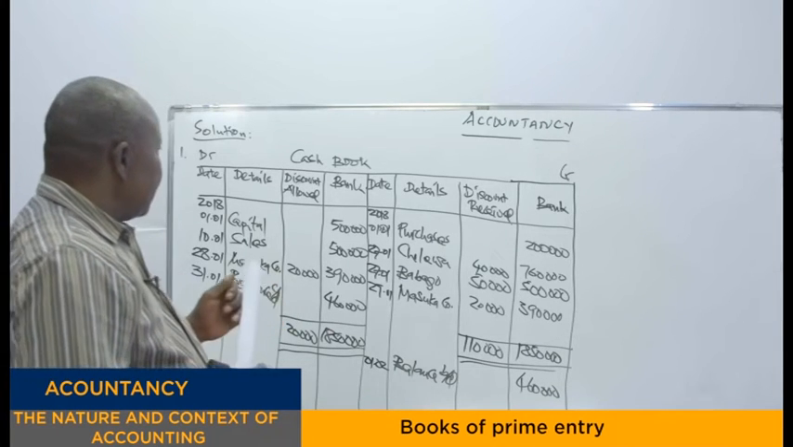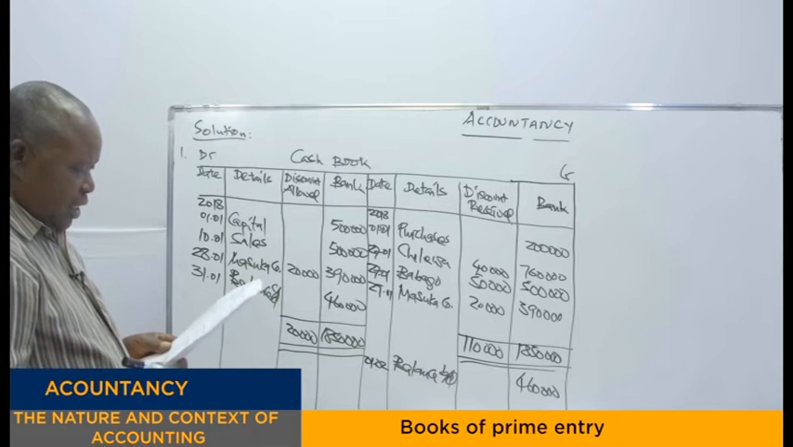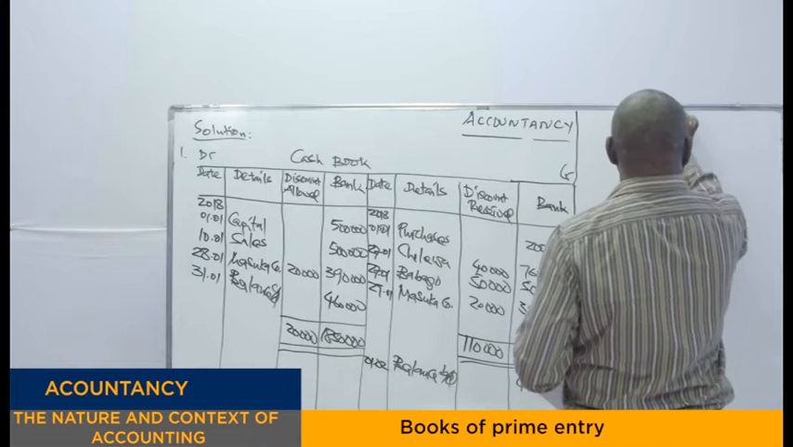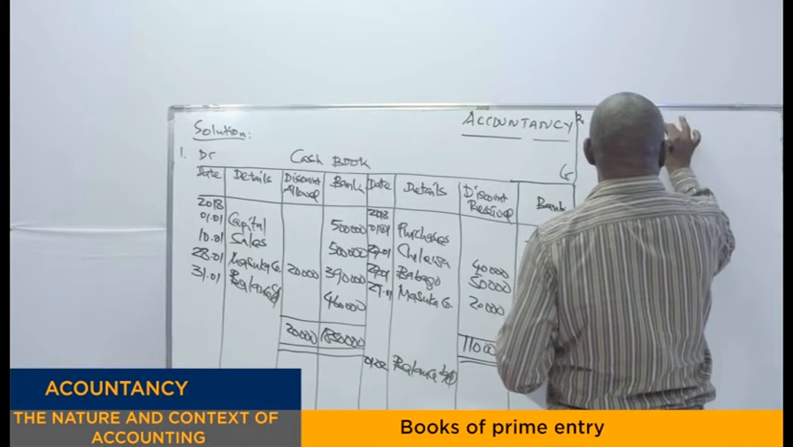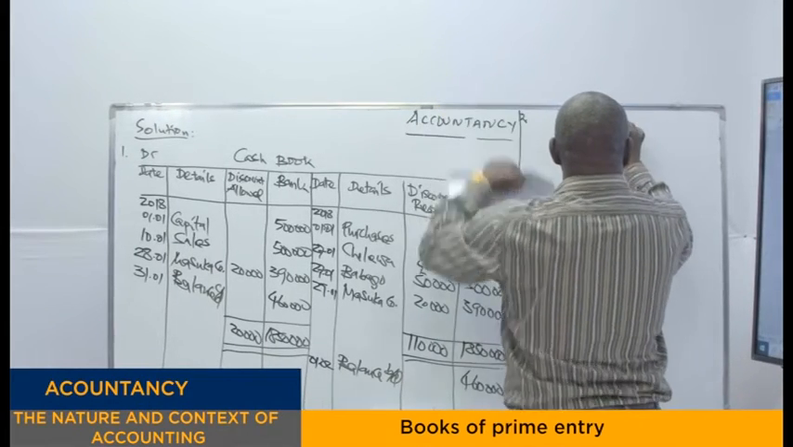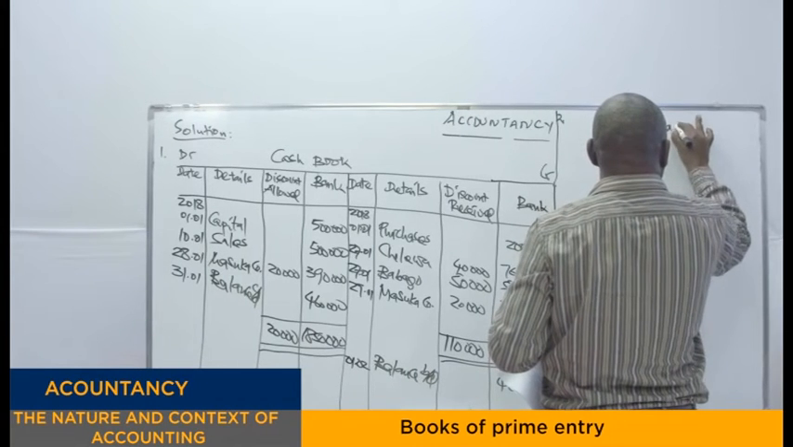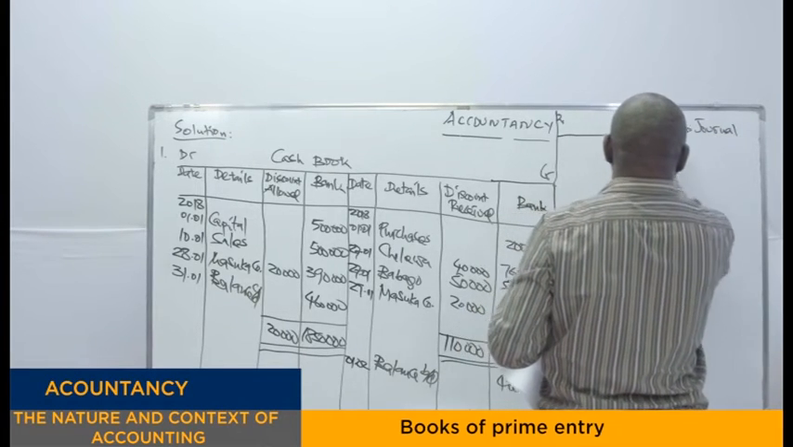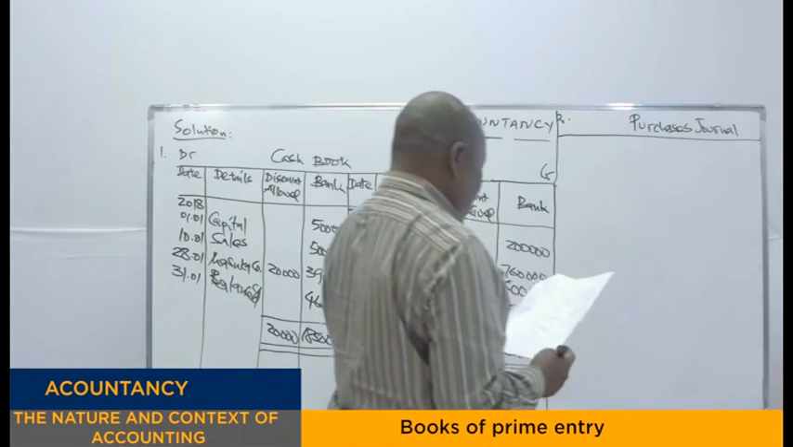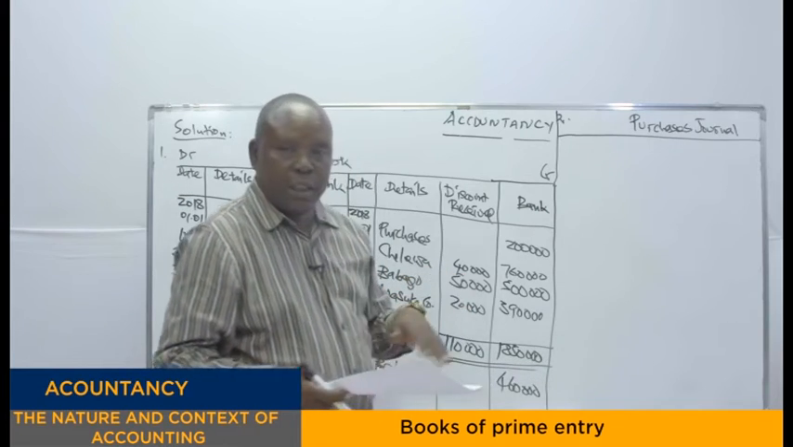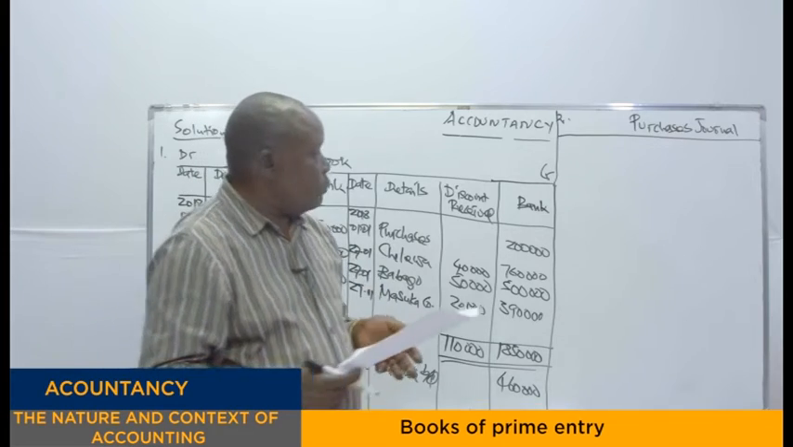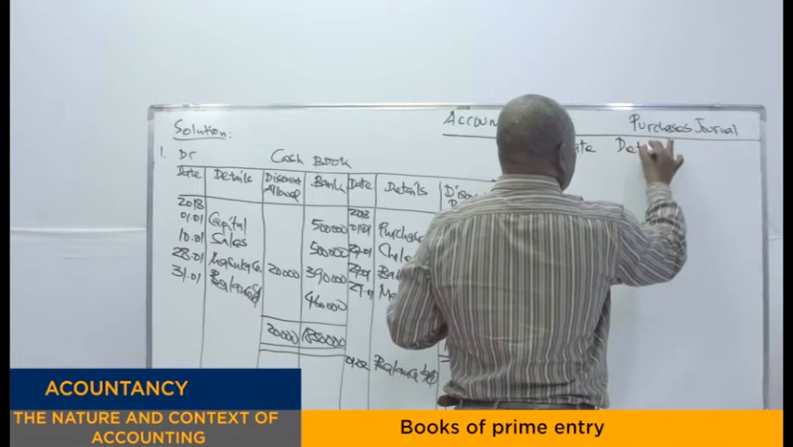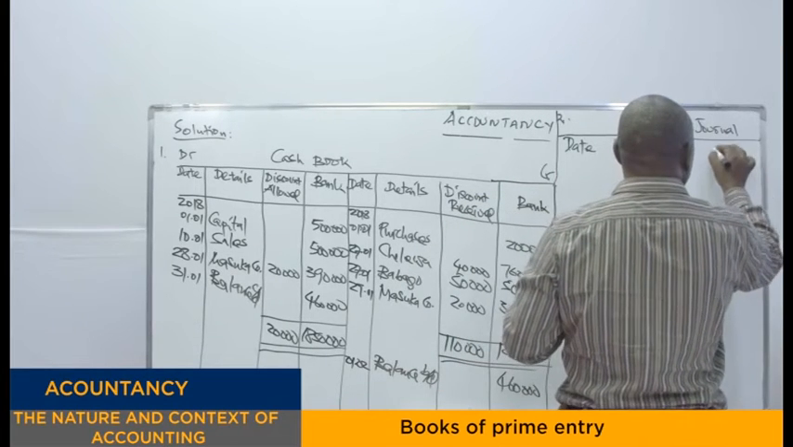Now let's move to another book of journal, and that is now purchases journal. This is now purchases journal. This is number two now. Purchases. So, into purchases journal, we have three columns. We have column for debt, we have column for details or particular, and we have column for amount. So, we write here debt, details, and here it's the amount.